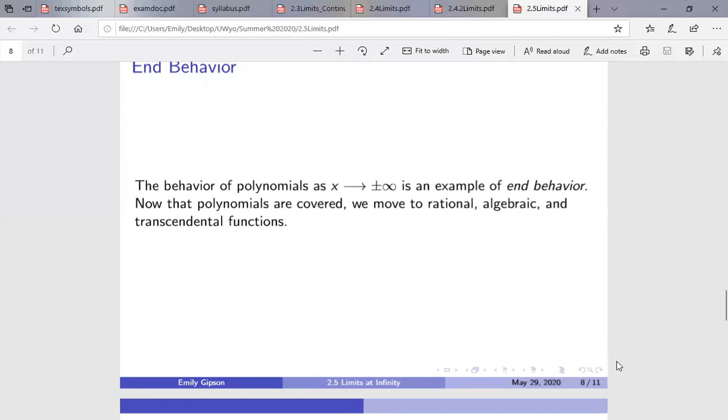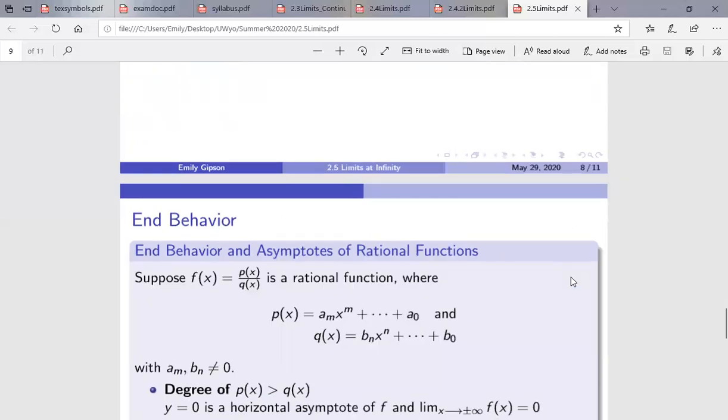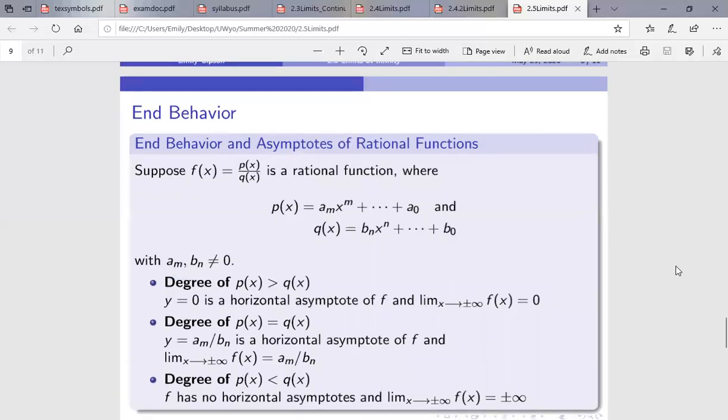So let's go ahead and start with some definitions. So suppose that f of x is defined as p of x divided by q of x, and it's a rational function, which means p of x is a polynomial, and we're going to use the subscript indices m for the coefficients and the powers, and q of x is also a polynomial, and we're going to use n as our subscripts for our coefficients b and our powers. And we assume that a_m and b_n, the leading coefficients, are not equal to 0. Otherwise, this really wouldn't work.